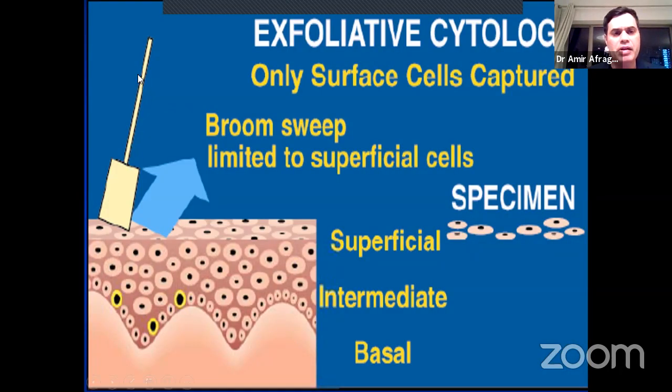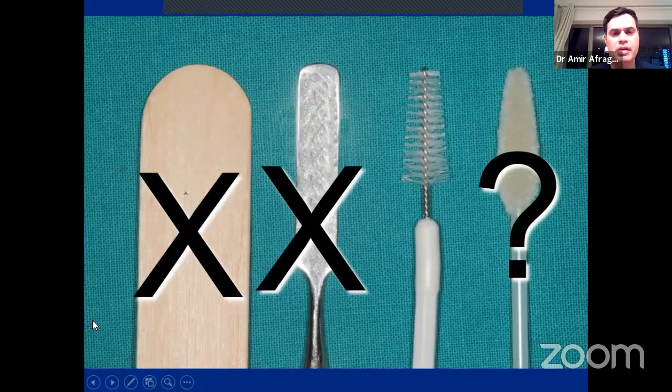The spatula also collects cells from the superficial surface of the epithelium, and may not collect the problem cells that lie in the lower layers of the epithelium. So a spatula is not a very good instrument for collecting cells from the surface. Also, a metal spatula, although it's non-absorbent, still only collects cells from the superficial layers of the epithelium.